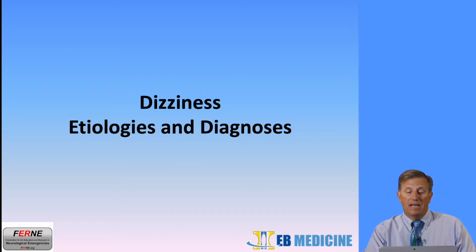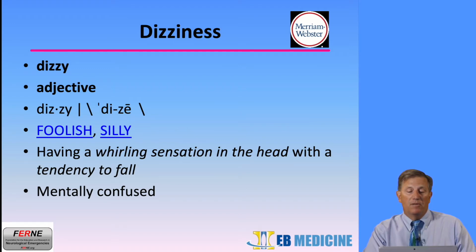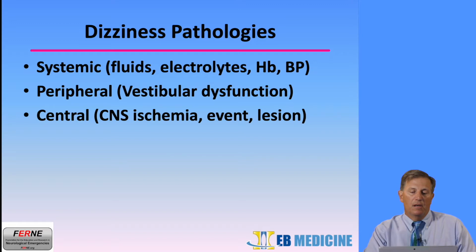Our dizziness etiologies and diagnoses. Dizziness, as defined by Merriam-Webster, is an adjective meaning foolish or silly, but from a medical sense, it is having a whirling sensation in the head with a tendency to fall. It also can suggest being mentally confused. What are our pathologies for dizziness? Systemic causes such as fluid loss, electrolyte imbalance, low hemoglobin, or blood pressure changes can cause dizziness. Peripheral causes, specifically vestibular dysfunction, can also cause dizziness. And then there can be central causes of dizziness, including CNS ischemia, particularly posterior ischemia, and it can be related to CNS events like TIAs or CNS lesions, and we will address all of these during this presentation.